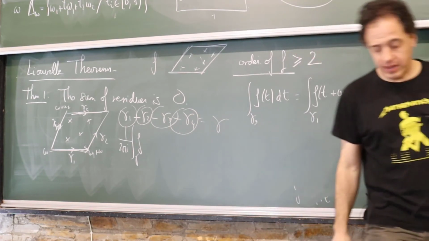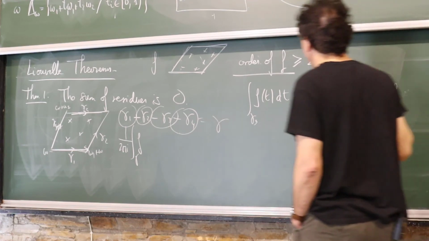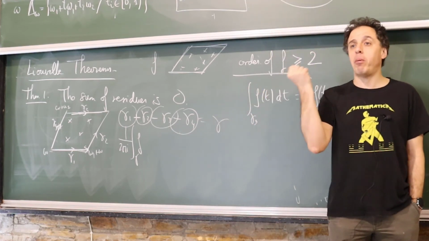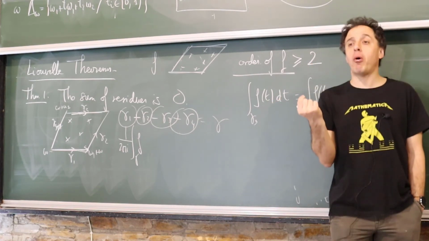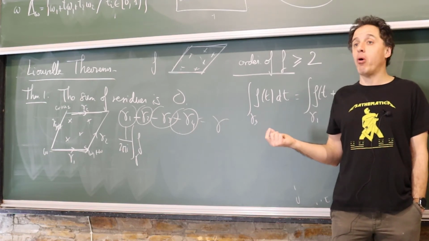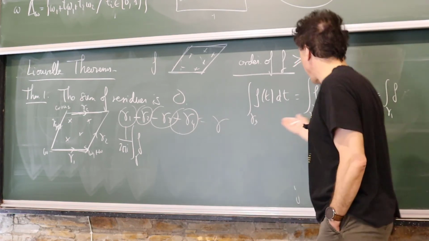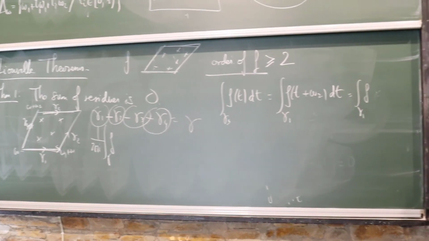Because if the order was 1, what does it mean? If the order is 1, the only possibility is that you have only one simple pole. And if you have one simple pole, this simple pole has a non-zero residue. Every simple pole, a pole of order 1, must have some non-zero residue, and this is not possible. So the order of any elliptic function must be at least 2.